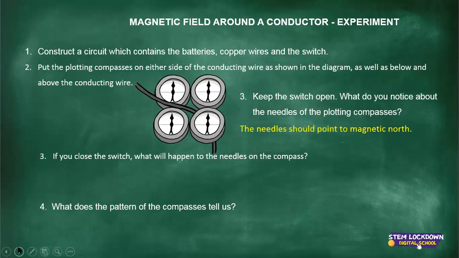So the needles should point to the magnetic north. The needles do not move; they all point in the same direction, toward the magnetic north. Remember that a magnet has a north pole and a south pole, so naturally the needle points north. Now let's say we close the switch. What will happen to the needles of the compass? Does anyone want to try?